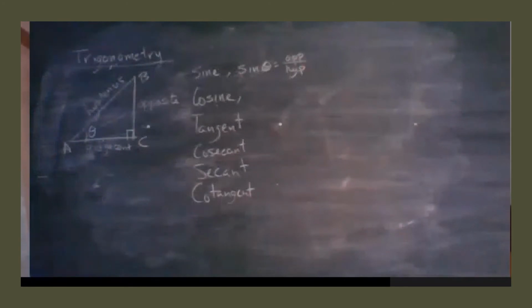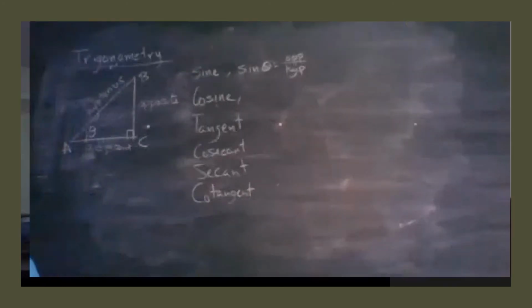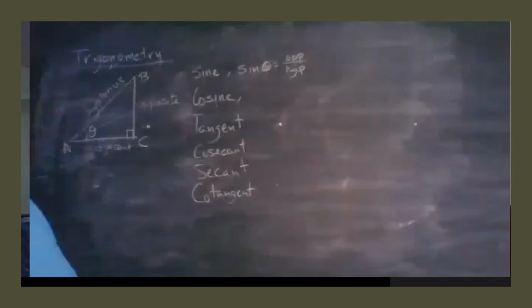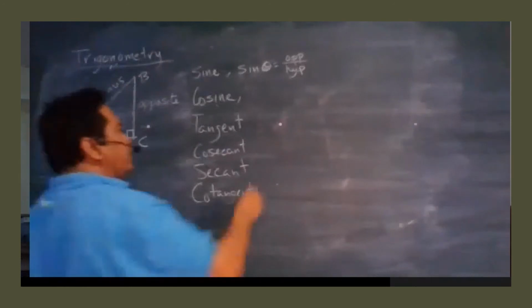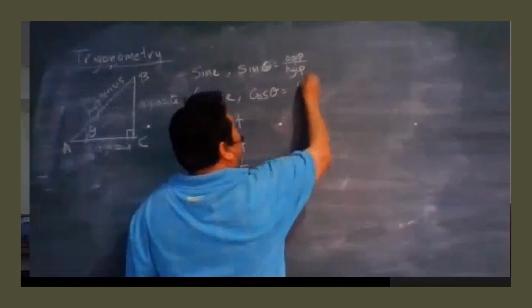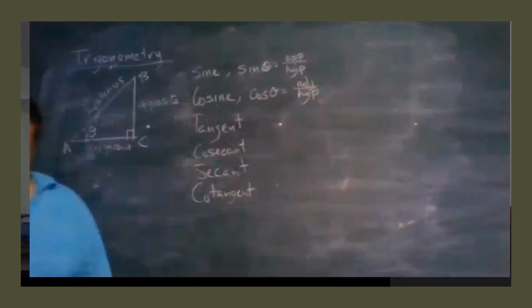For the cosine ratio, or the cosine of an angle, we say it is the ratio that compares the adjacent side to the hypotenuse of the triangle. So hence we say that the cos of theta, the cos of the angle, is equal to the adjacent over the hypotenuse. Okay?